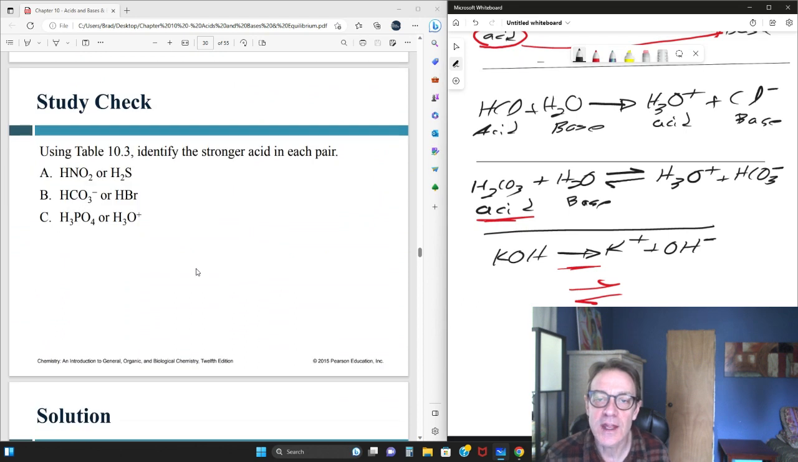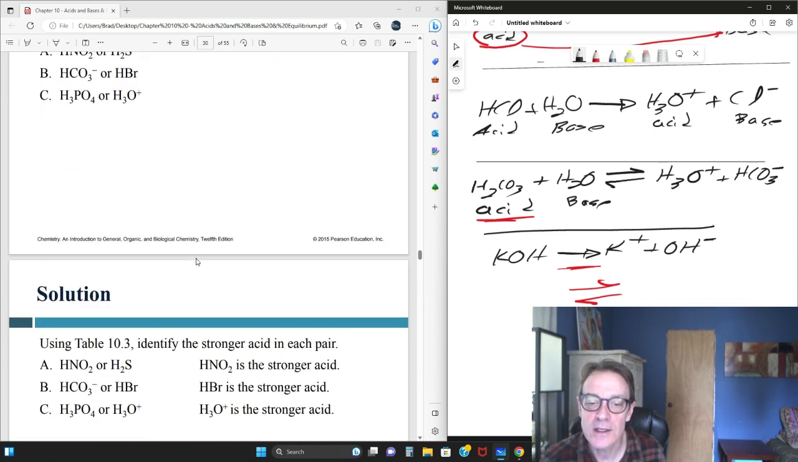Okay, and you can do the same thing on this table right here, simply looking at the table. No, you will not have to know that information off the top of your head.